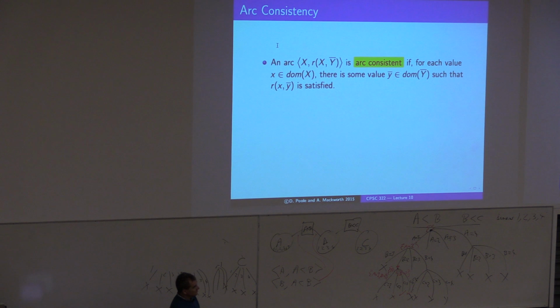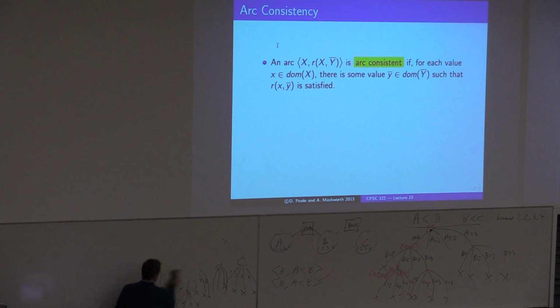Now here's the most important definition we're going to give for this week. An arc between x and some relation between x and other variables is arc consistent if for every value little x in the domain of big X, there's some value y in the domain of the rest of the variables such that R of x, y is satisfied.